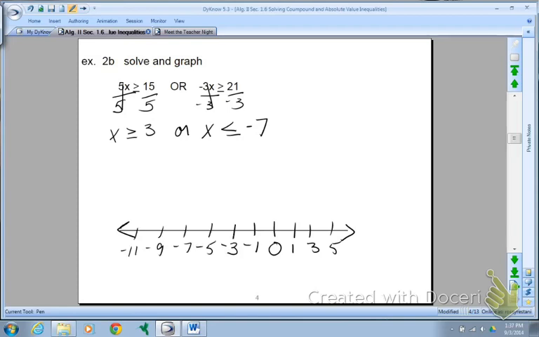Closed circle at 3, and it goes to the right. Closed circle at negative 7, and it goes to the left. So interval notation would be negative infinity to negative 7, bracket, union with 3 to positive infinity. Does everyone agree with that?